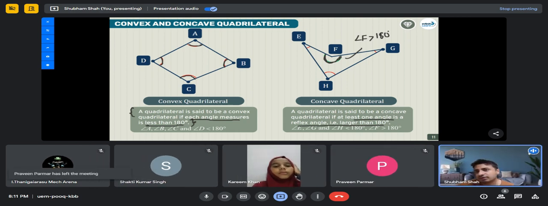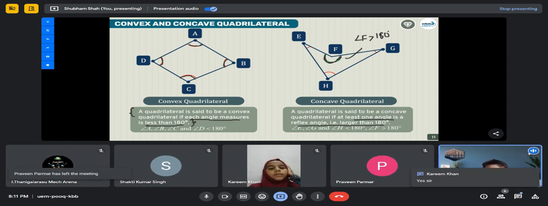So what is the definition of concave and convex? Clear to all? Okay, good.